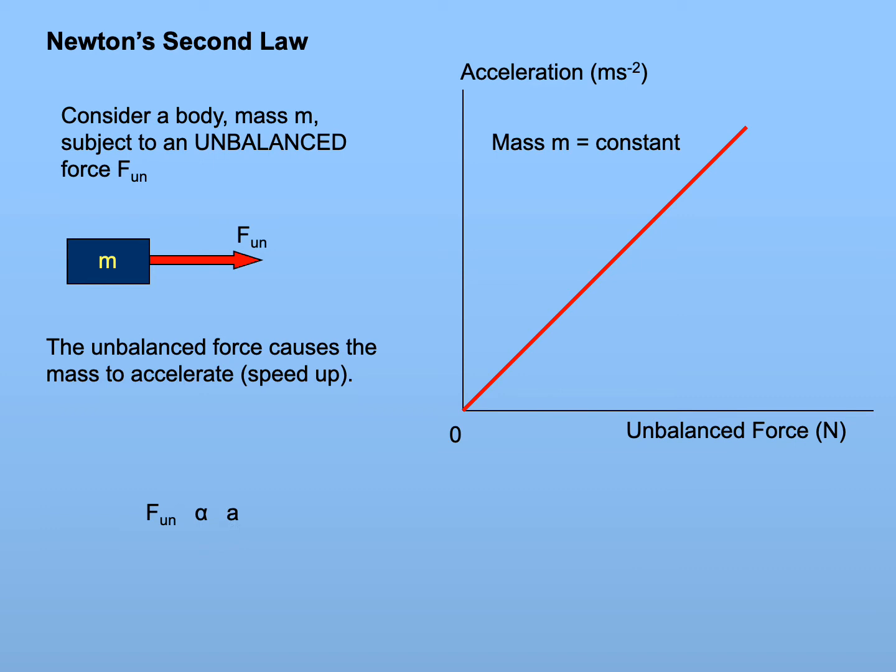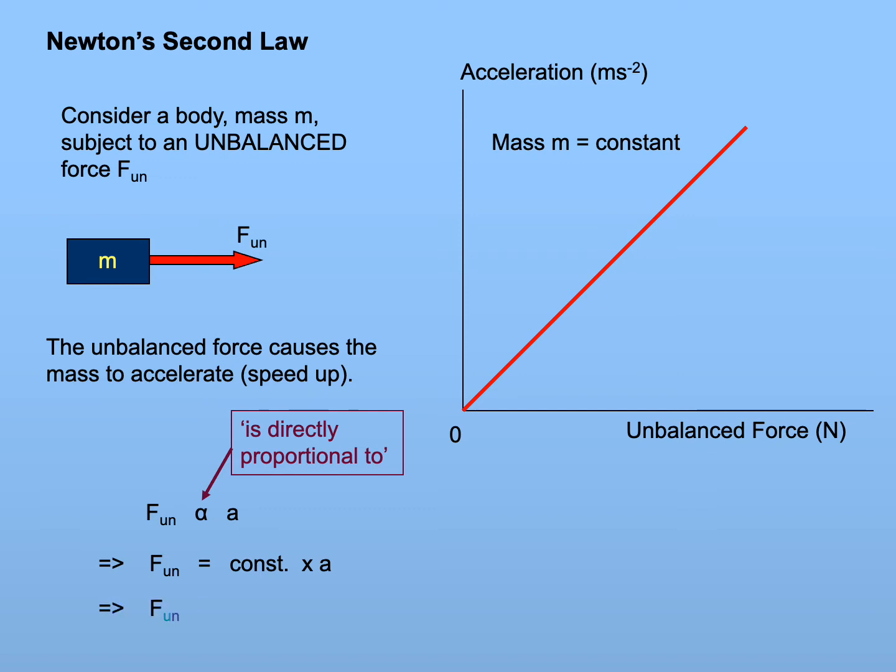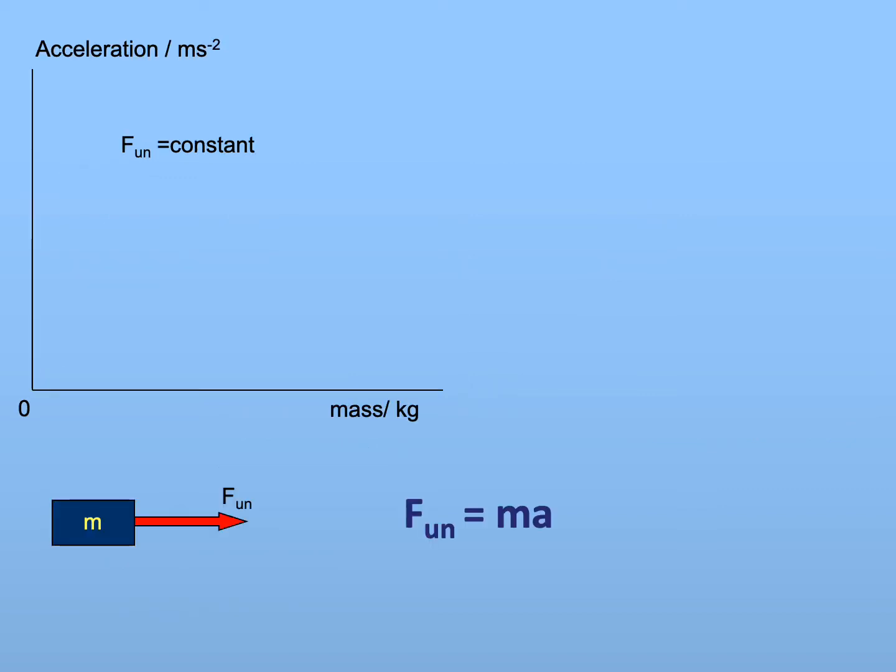Now, one way of describing that relationship is to say that the acceleration is directly proportional then to the unbalanced force, and in symbols, here's how we write that. Mathematically, if the unbalanced force is directly proportional to the acceleration, it follows that the unbalanced force equals some constant times the acceleration. And that constant, it emerges, is the mass of the body itself, m. So we end up with F equals ma.